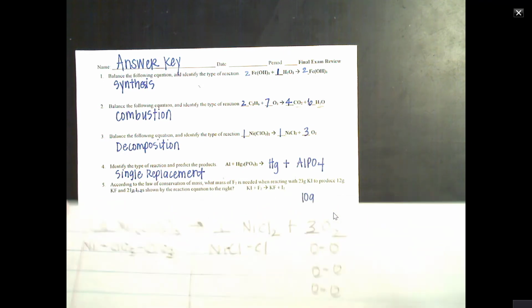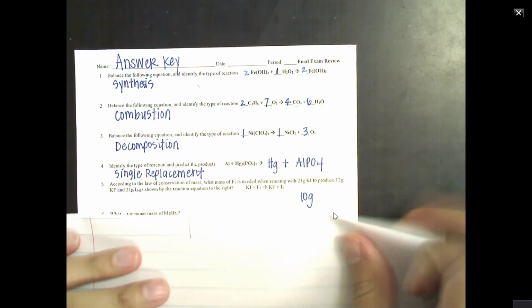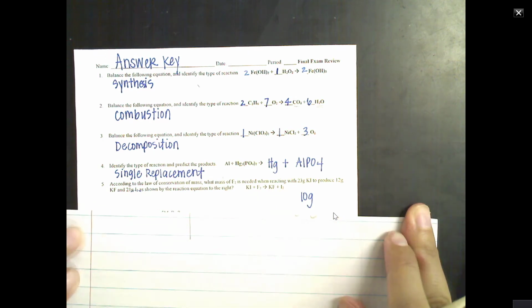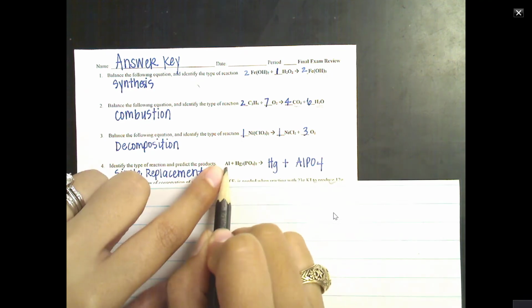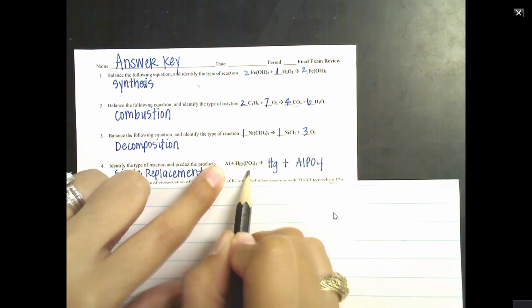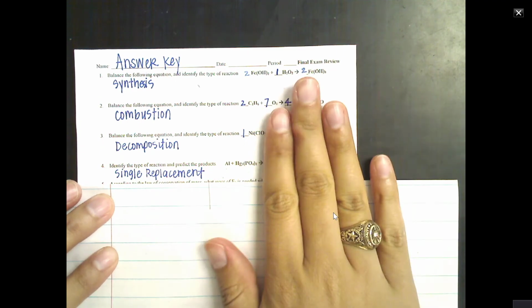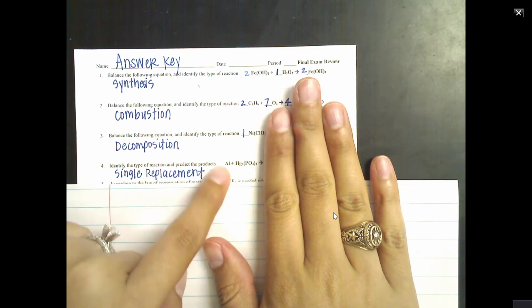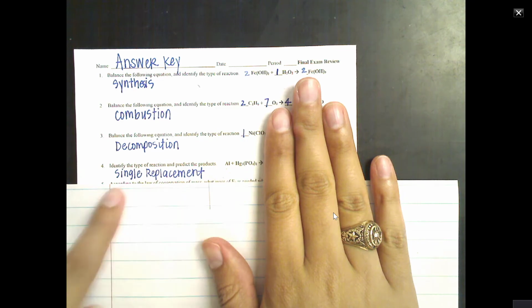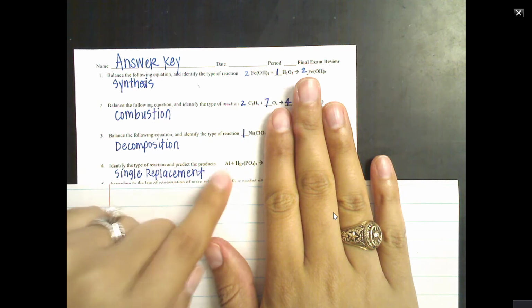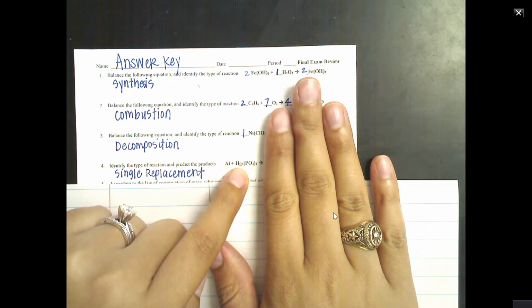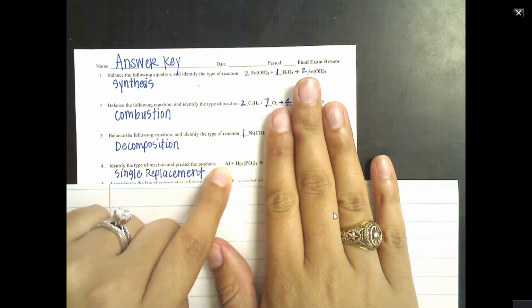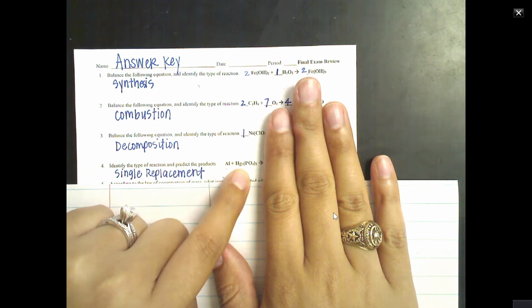Here, number 4, it says identify the type of reaction and predict the products. So, it's a single replacement reaction. We know that because we have an element plus a compound. You wouldn't be able to see the other side of that reaction, but anytime you see an element plus a compound, that's going to be a single replacement. And what that means is this element is going to replace a portion of the compound. Aluminum is a metal, so it's going to replace Hg, which is mercury, which is also a metal.